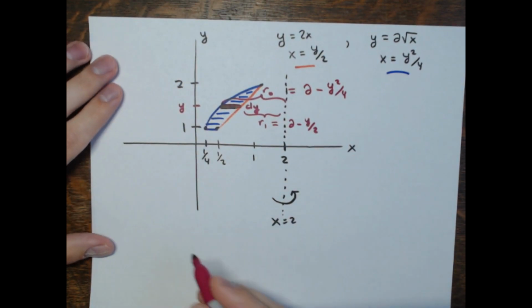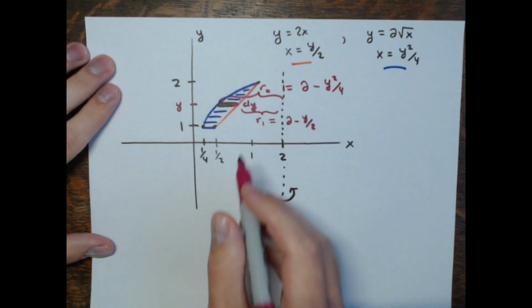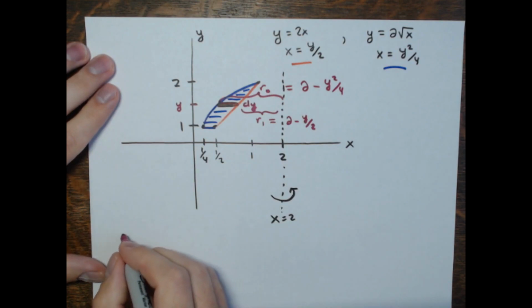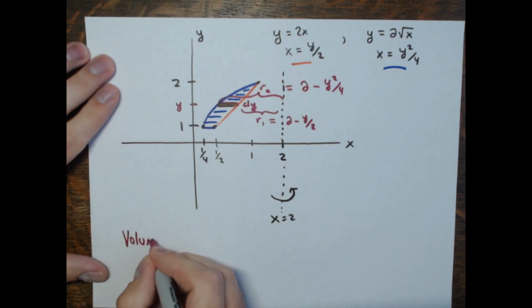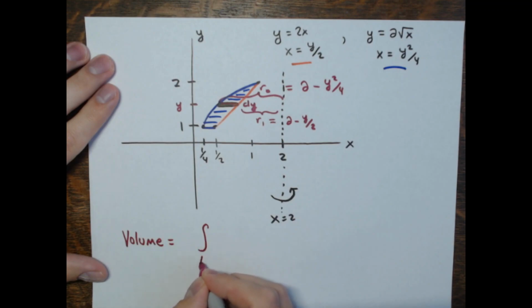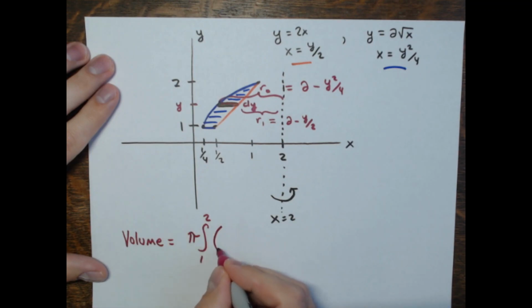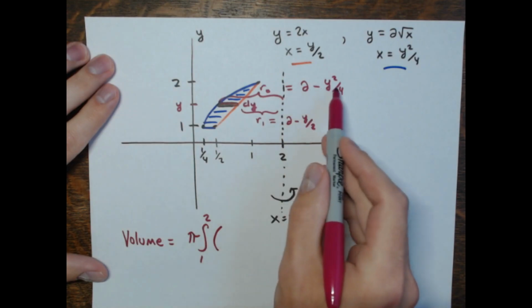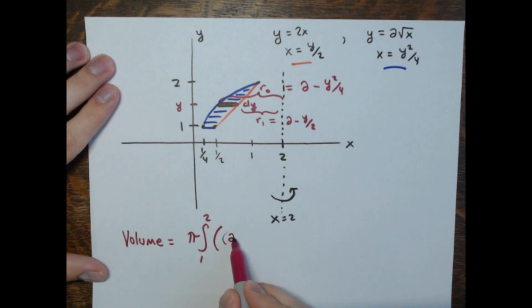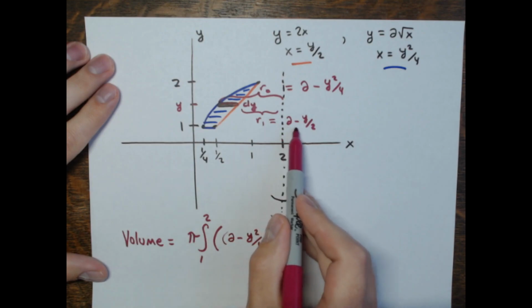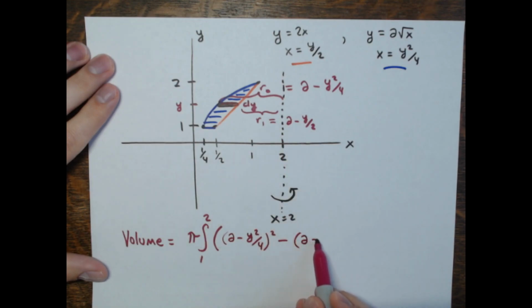All right. And again, the same setup. So if I do this for every y value, create these washers for every y value from 1 to 2, right? The total volume is the integral from 1 to 2 of the volumes of these washers, which would be pi times quantity, outer radius squared. So this was what we said the outer radius was. 2 minus y squared over 4, squared, minus the inner radius, which we said, this squared. 2 minus half of y squared, and then times the thickness, right, times dy.